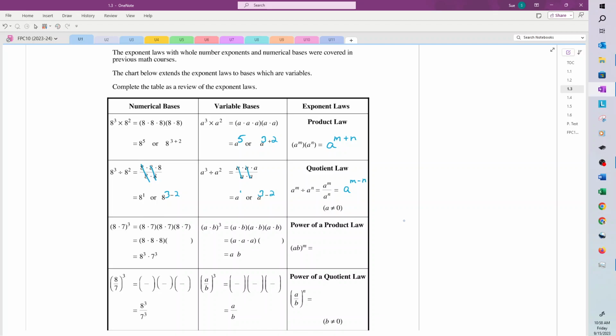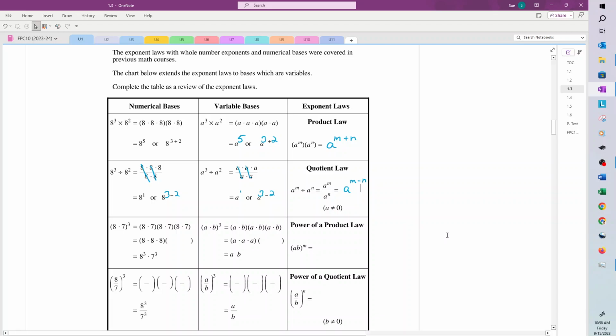If you're writing out a page of this for yourself, I really recommend that you write out both ways of looking at this, because those are equivalent. They're just different notations for the same thing, and it's a good thing to have them both in front of you. This, of course, is only true if a is not equal to 0, because you cannot divide by 0.